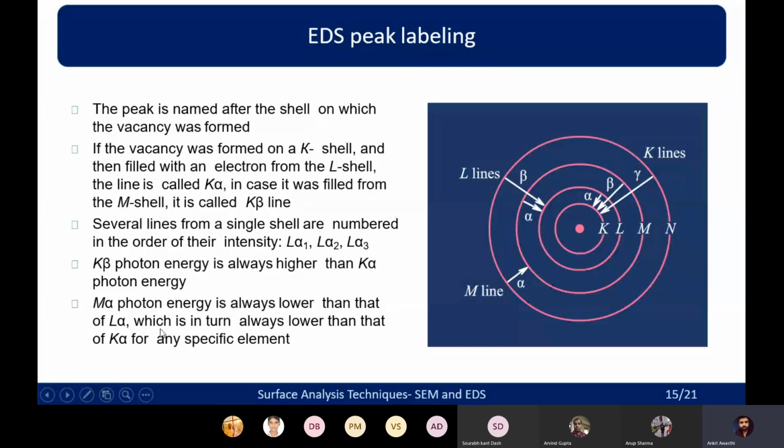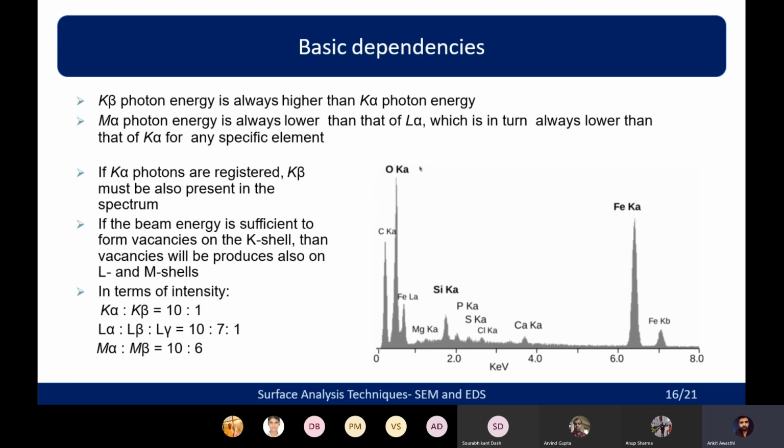and M alpha is always lower than L alpha, which is in turn lower than that of K alpha. As you know from chemistry, the gap gets narrower as we go from K to L to M and then N. That's why M alpha always has a lower energy compared to L alpha, which is further lower than K alpha. So this is the nomenclature which we use during peak labeling.